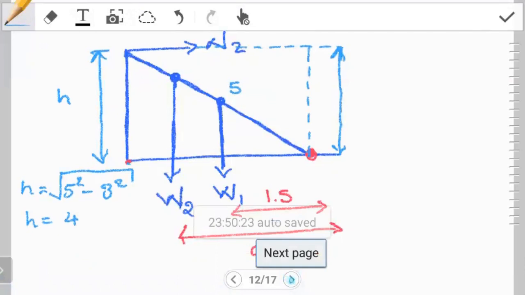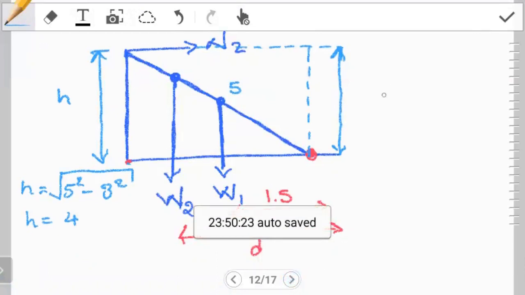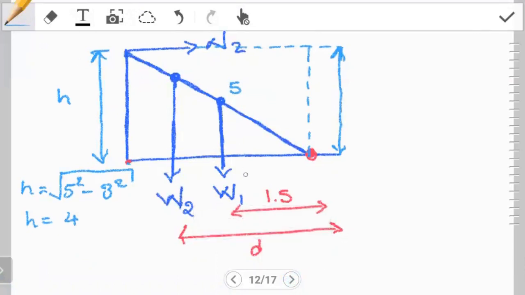Okay, so on that note, if we use the same thing, this is torque 1 and this is torque 2, and from here we get torque 3. So you guys see that torque 1 is equal to W1 times 1.5.